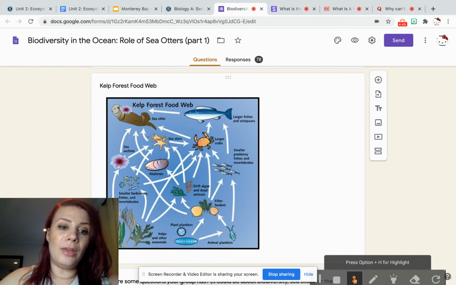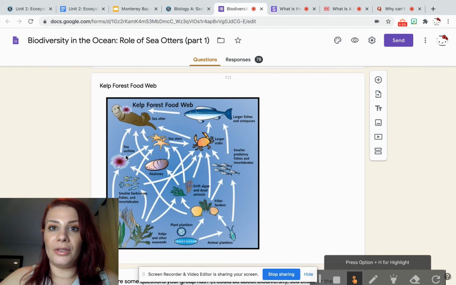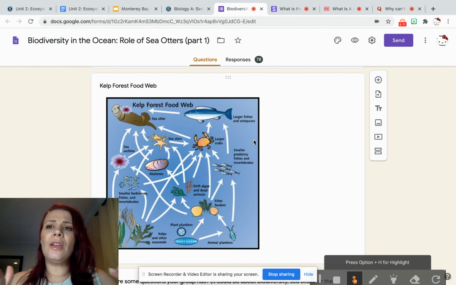So we know that this is kelp. If I want to know what eats kelp, well, smaller little fish and other herbivores. This little sea urchin right here, even this little crab over there, just kind of following that arrow. And then if you want to know what's eating other things, you can kind of look where the arrows are pointing.